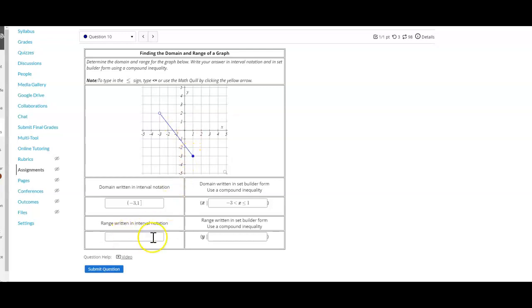Okay, so everybody take just a minute, and maybe some of you have already done this, but write down what you think the range is going to be written in interval notation. All right, so what would the range on this be?